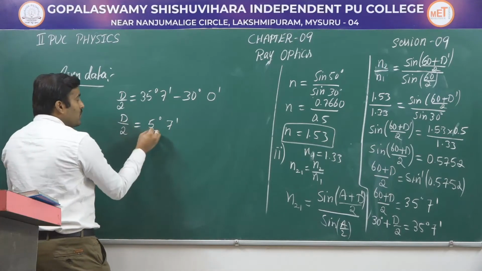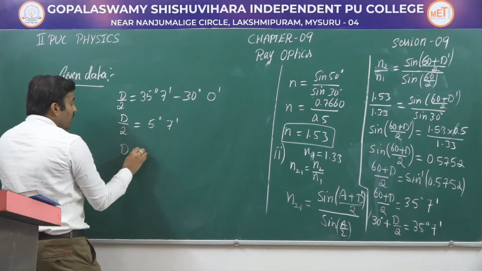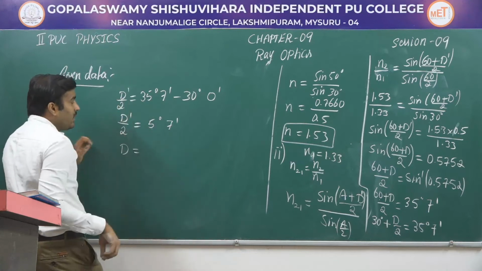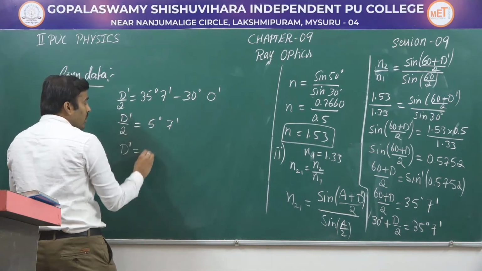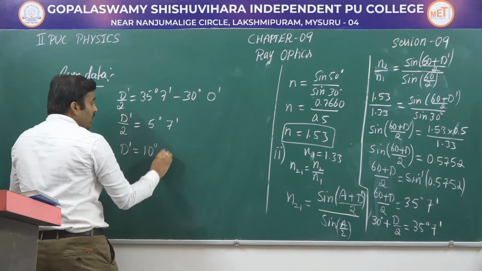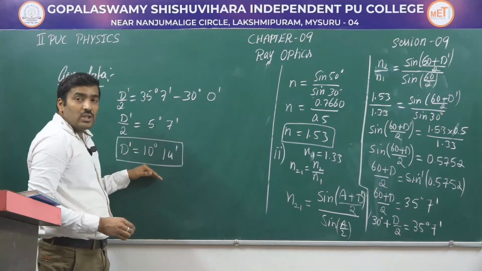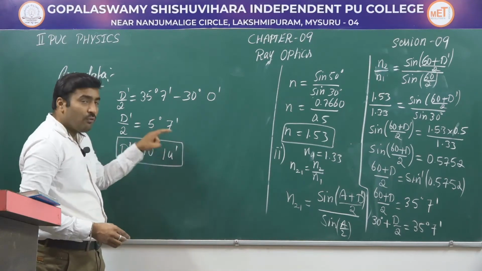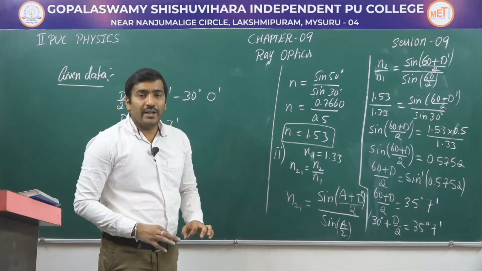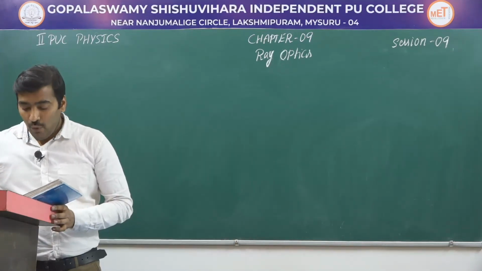So D dash by 2 is equal to 5 degree 7 minute, or D dash is equal to, multiply by 2 here, so this becomes 10 degree 14 minutes. So the deviation produced when the prism is immersed in water will become 10 degree 14 minutes. Okay. Now we'll move on to the next problem. Let's read out the fourth problem.